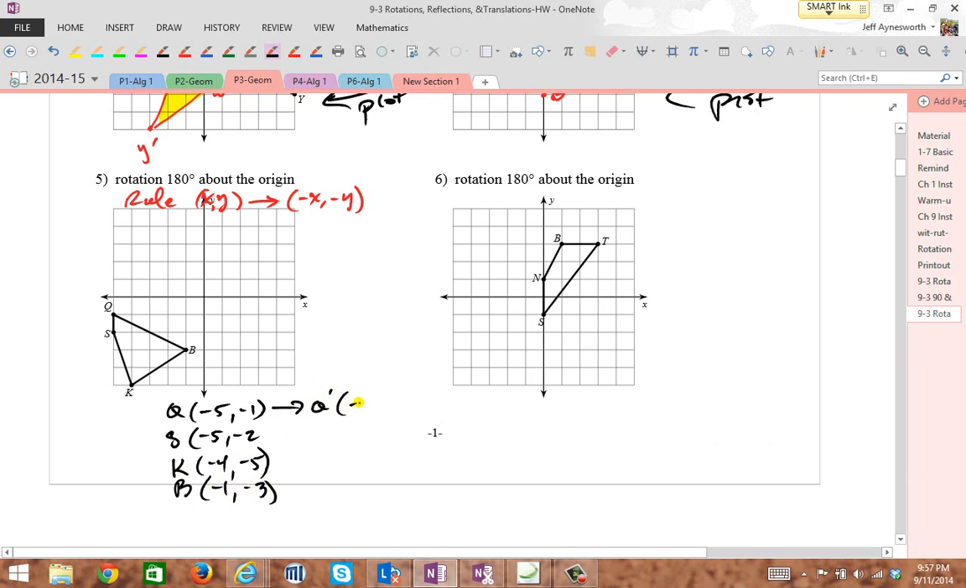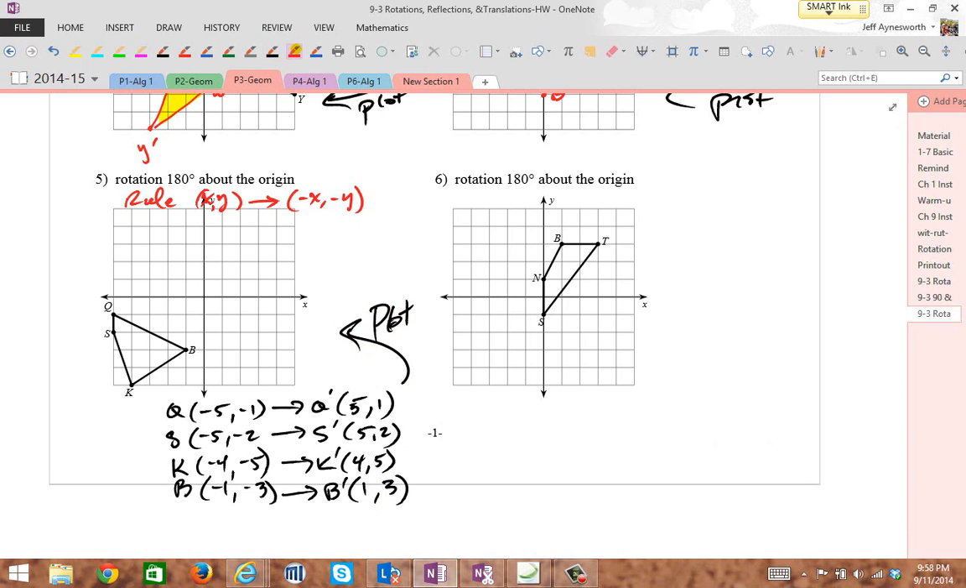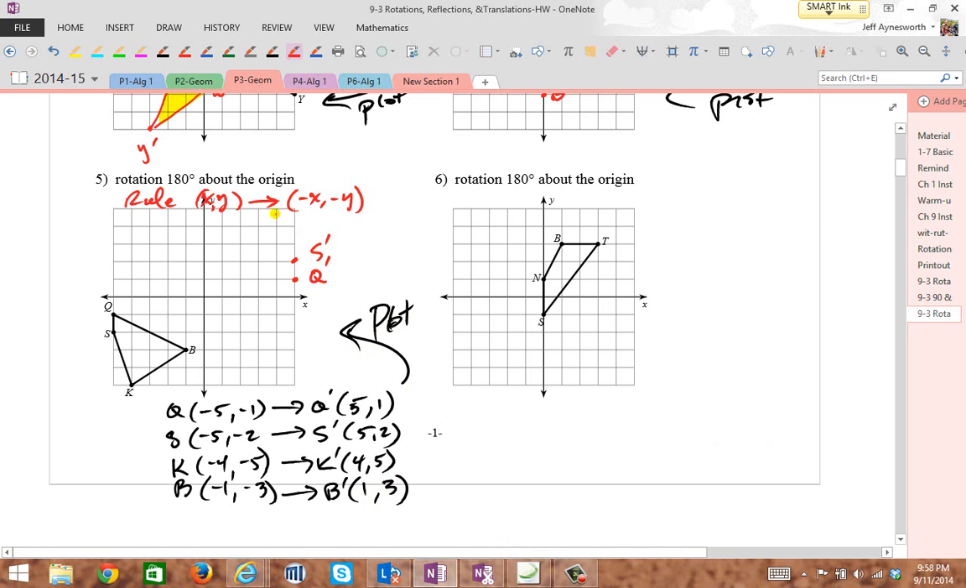So Q prime is 5, 1. All right, S prime, 5, 2. K prime, 4, 5. You just take the opposite in signs, piece of cake. B prime, 1, 3. And now you plot these bad boys, as I keep on saying. So, right 5 up 1 is Q prime, 5, 2 is S prime, 4, 5 right up here is K prime, 1, 3 is B prime, and then you connect.